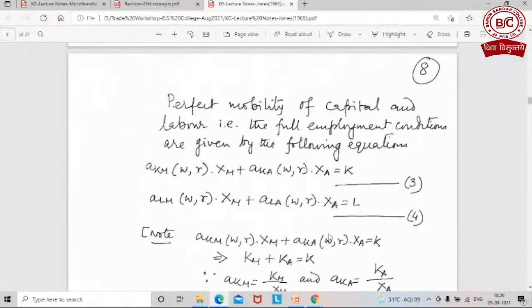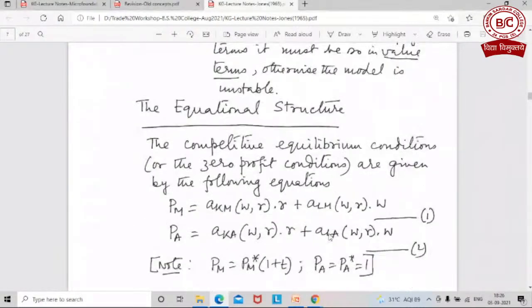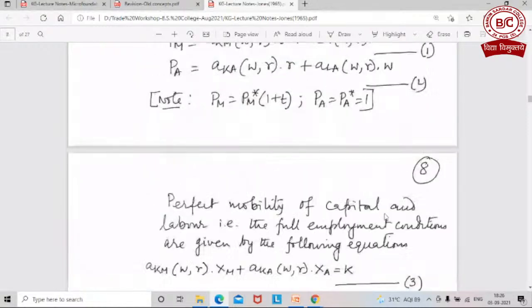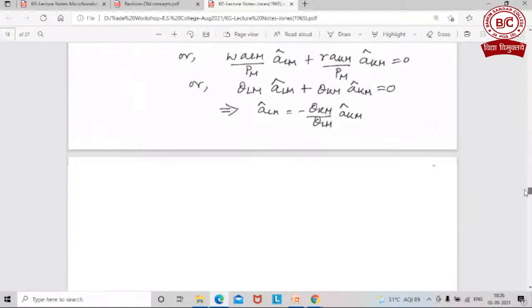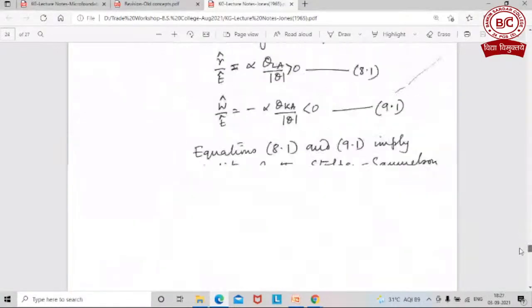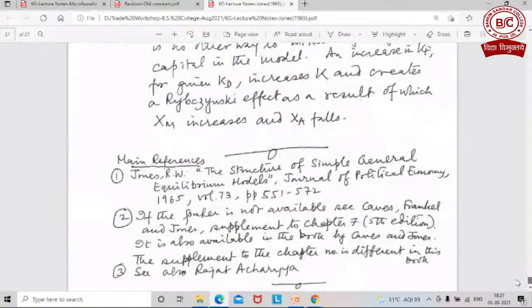Yes, sir. Whereas if there is an increase in tariff, as I said just now, the domestic manufacturing sector is protected, R increases and W falls. And as I said here, R increases and W falls means there is shortage of labor and excess supply of capital, which means XM increases. So our purpose was to give protection to the domestic manufacturing import competing sector. Through an increase in tariff, we can give some protection to the manufacturing sector by increasing their level of output. So these are the implications of the Jones 65 model.